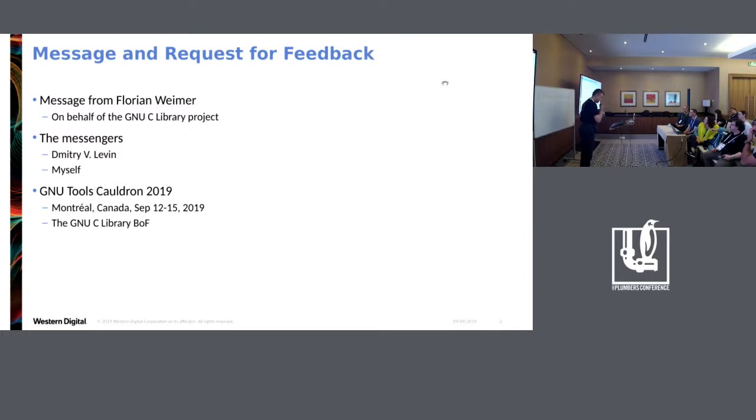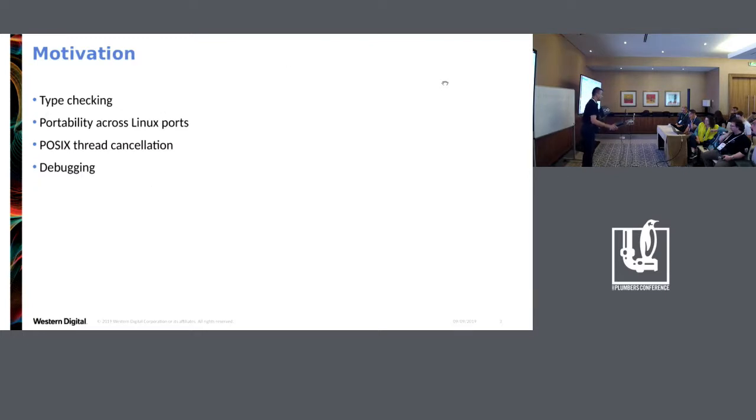I haven't been involved in that myself, although I've been contributing to glibc and working with the community for several years now. This will be essentially mostly a message from Florian with a request for feedback from all of you. If there's anything to be done better or suggestions, these will be taken into account, and we'll carry the message to the Cauldron in Montreal, which is happening this coming Thursday.